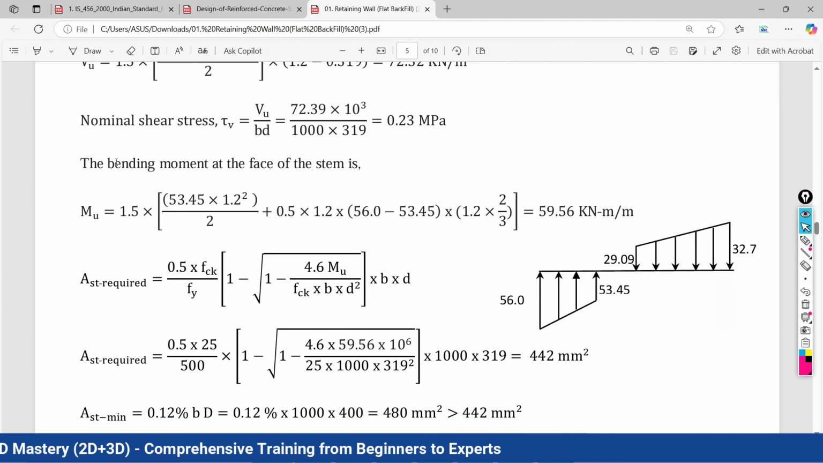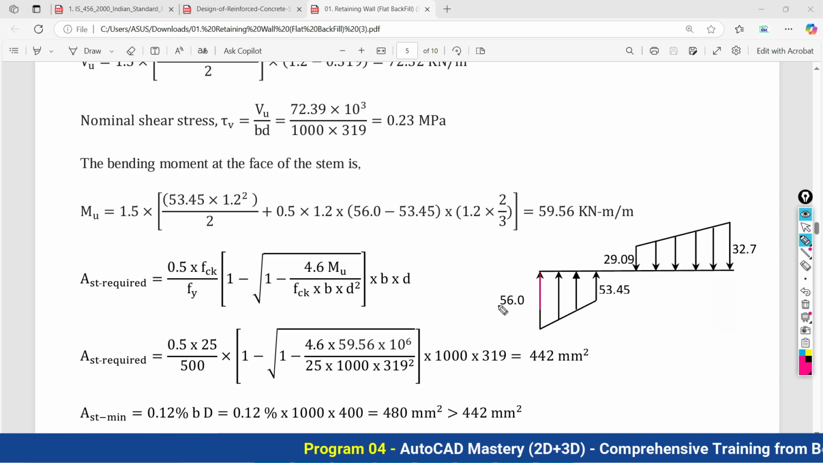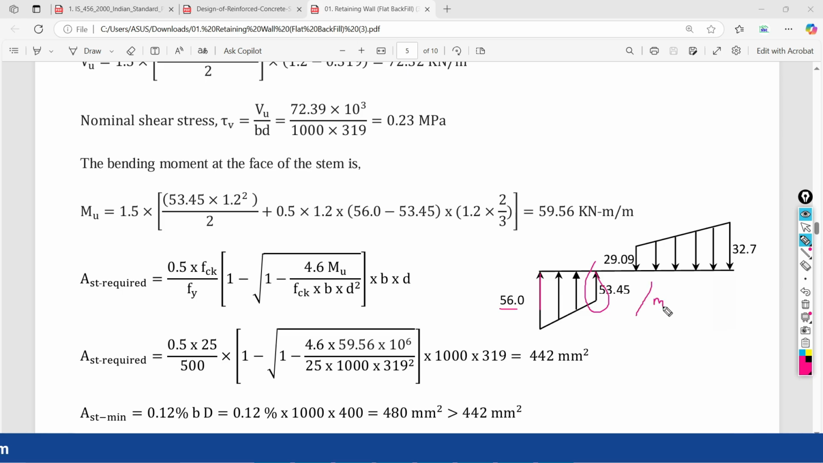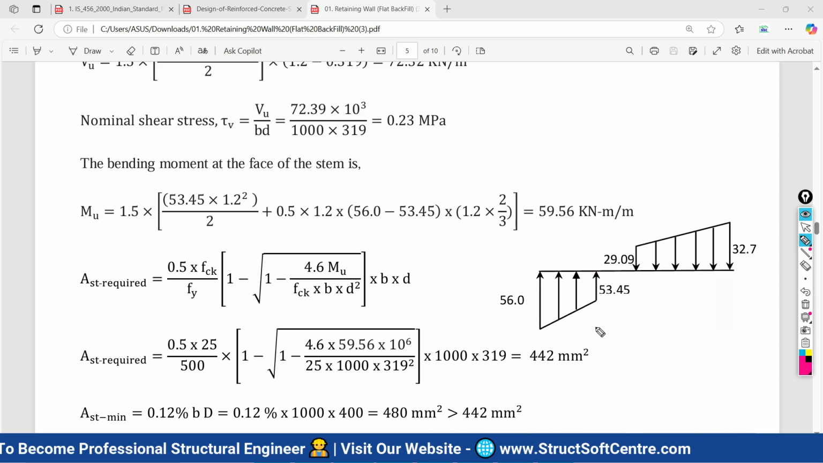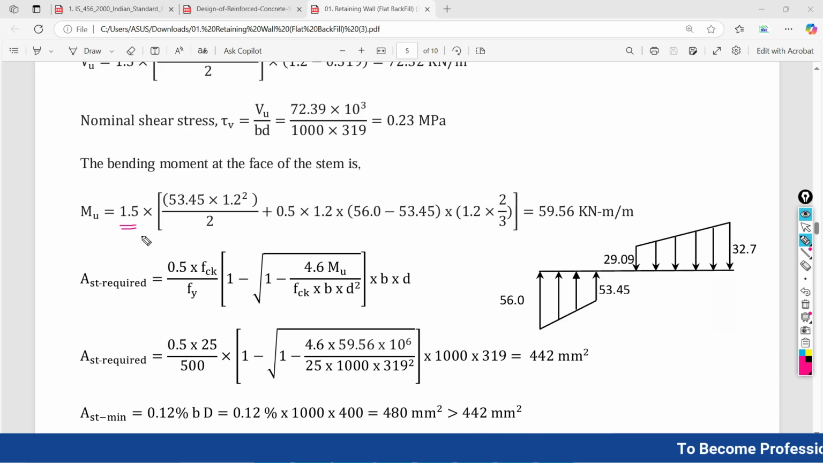Here we have the net soil pressure distribution. On this side it is 56, and on this side it is 53.45 kilonewton per meter square over a meter of length of the retaining wall, because all the calculations are done over 1 meter length of the retaining wall. Firstly, we multiply it with 1.5 as the factor value, because we are doing the design. So the service value should be multiplied with 1.5 to get the ultimate load or ultimate moment.